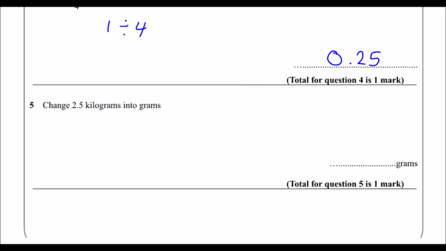Question 5. Change 2.5 kilograms into grams. Whenever we see the word kilo, K, it means 1,000. So we've got 2.5 thousand grams, 2.5 times 1,000, which is 2,500 grams.